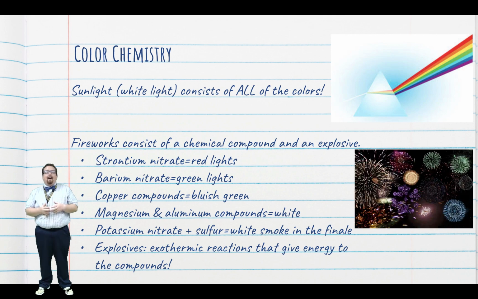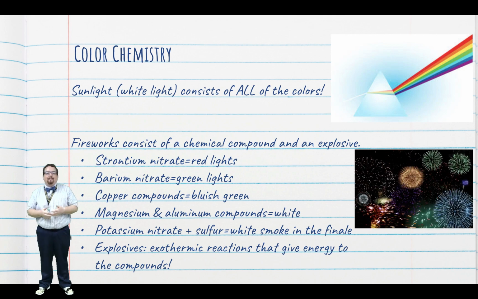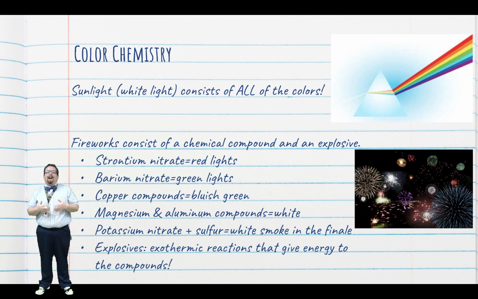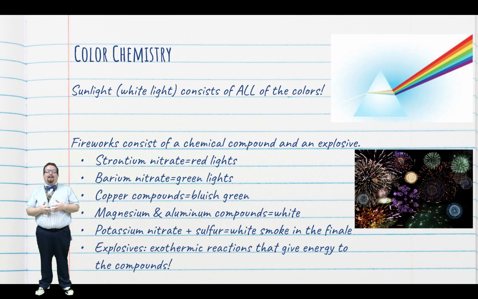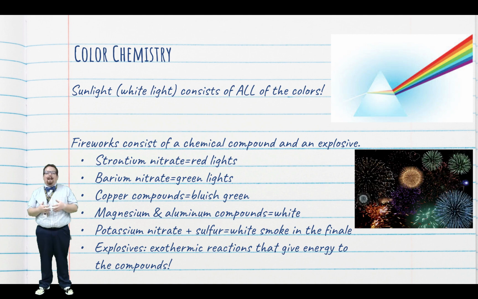On the 4th of July, you might wonder just how they get the fireworks to be such vibrant and different colors. Fireworks consist of two main components, a chemical compound and some type of explosive. The explosive serves to project the chemical compound into the air and to get the electrons inside of that chemical compound excited. Depending on the makeup of the compound, those electrons will emit different colors of light. For example, strontium nitrate makes red lights, barium nitrate makes green lights, and copper compounds make a bluish-green colored light.